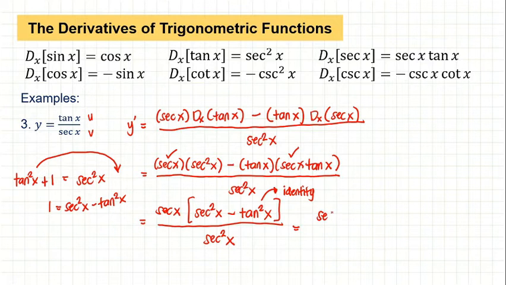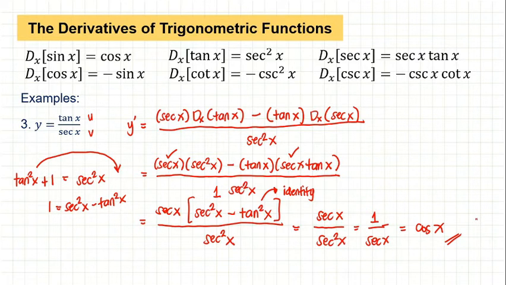So we will have secant x times 1 or just secant x na lang. So ito, 1 lang yan. Okay? All over secant squared x. So in this case, we can cancel out 1 secant x. So we have 1 over secant x. And what is 1 over secant? That is the reciprocal of cosine, right? So we have cosine x. So the final answer is just cosine x.